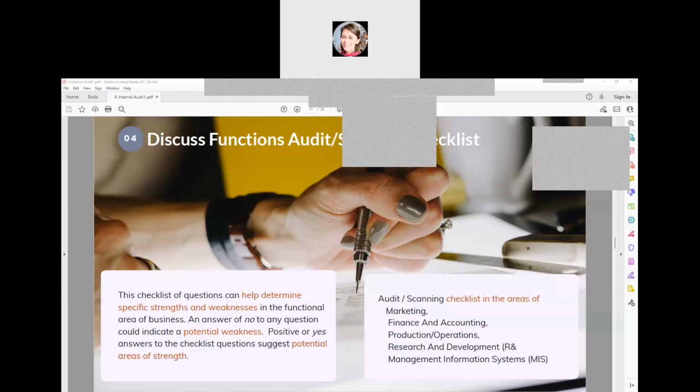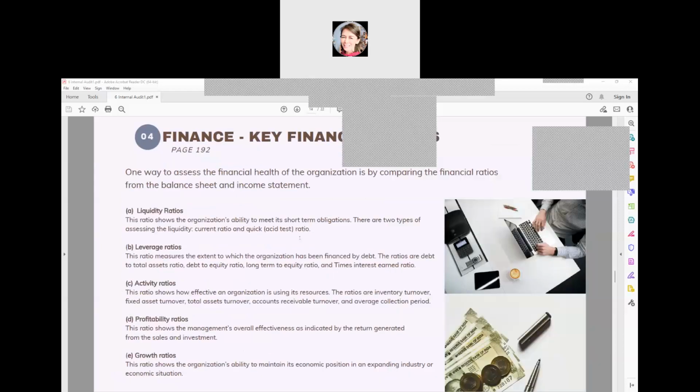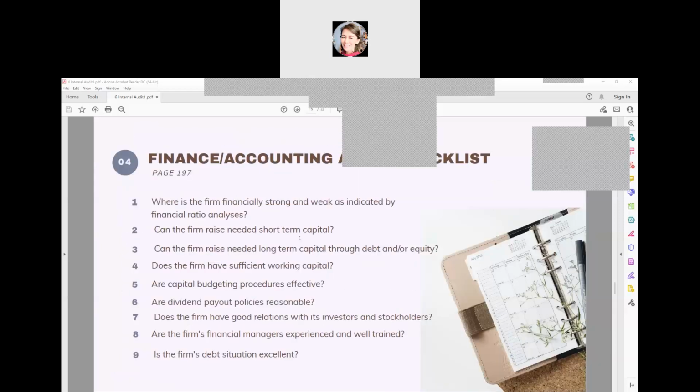Okay, so the questions. Each function in the organization would have its specific list of questions. For example, management would be asking these sets of questions. Does a firm use strategic management concepts? What kind of concepts are they using? Do managers delegate authority well? This has to do with leadership, right? So this is management, and marketing would have a different set of questions, and finance would have a different set of questions, and so forth.